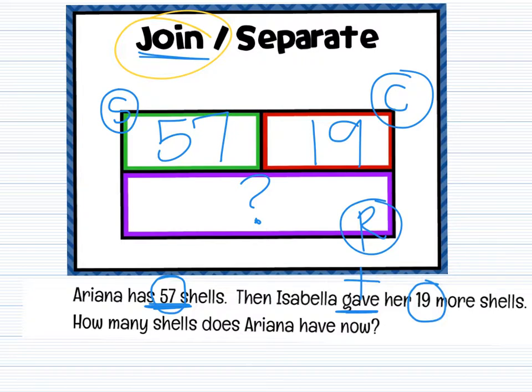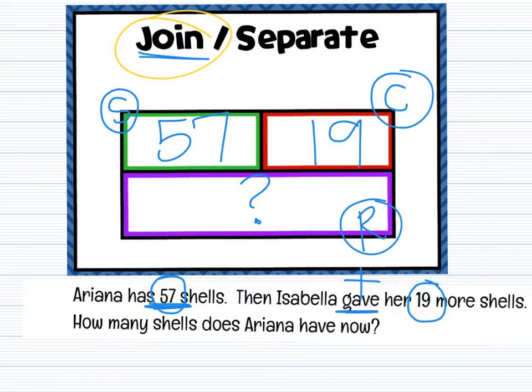This is how we do it. Look at the word problem structure. What do you notice? 57 and 19. Look at the size of those boxes, the green and the red. What do you notice about the size of those two boxes compared to the purple box? Absolutely right. They're the same size. So what that tells you is that the start and the change, when you join those two, they have to equal the result. They will always equal the result.